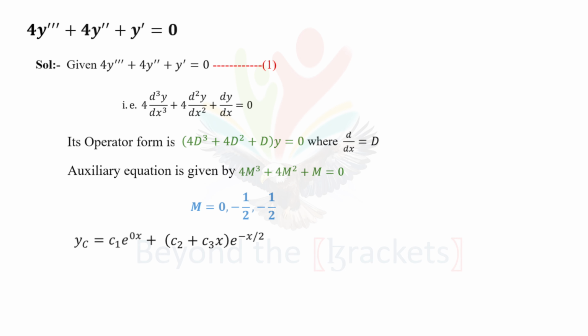Again, it is a homogeneous equation. So the particular integral will be 0. Solution will be y is equal to yc. So y is equal to c1 e power 0x, which can be written as c1. For the second term, we get (c2 plus c3 x) e power minus x by 2.